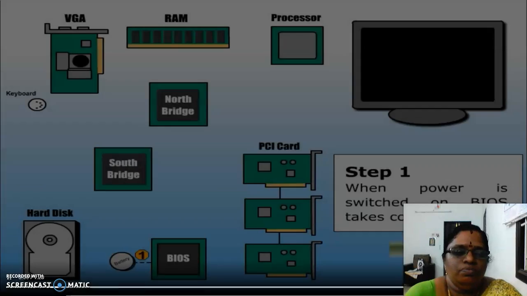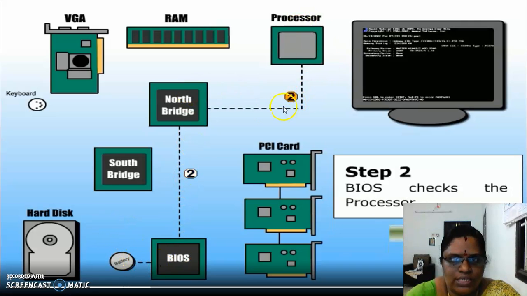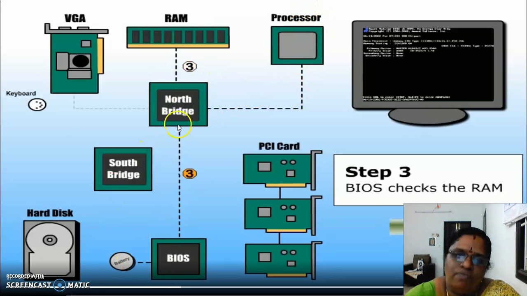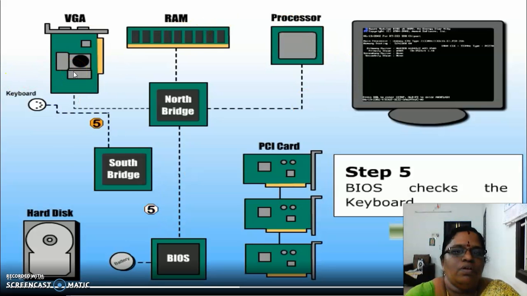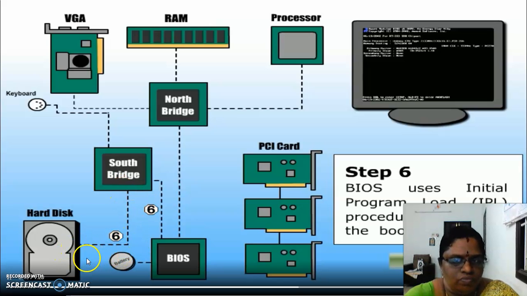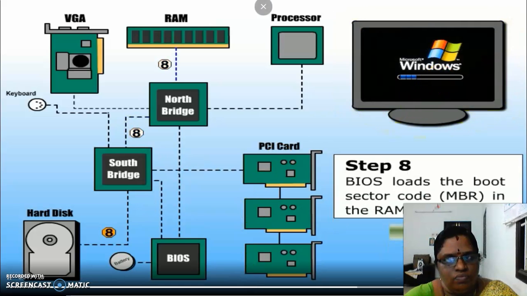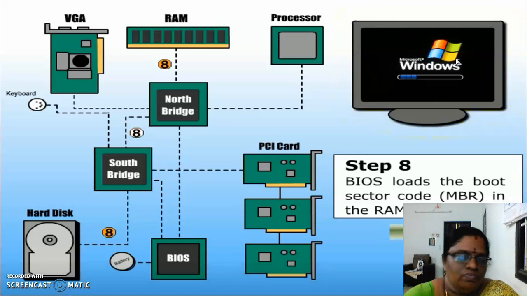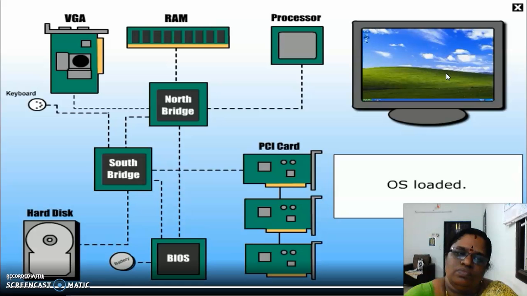It will be very clear. When power is switched on, BIOS takes the command. BIOS checks the processor, then the RAM, then the VGA card. Fourth step, it checks the keyboard. BIOS uses the initial program load, IPL, procedure to locate the boot sector. BIOS checks expansion cards. BIOS loads the boot sector code, MBR, in the RAM. OS loaded. Clear, children, how the OS is loaded from BIOS, processor, RAM, VGA, hard disk.